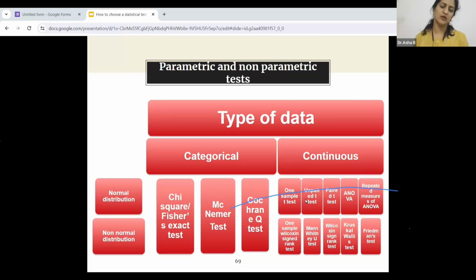Along with the tests I have discussed, there are many other tests, like Cronbach's alpha, then intraclass correlation. We have ROC also, and then survival analysis. So there are many other tests. Depending on the objective, we have to choose those tests. Till now, whatever I've discussed are the important tests that we see in our day-to-day statistical analysis.